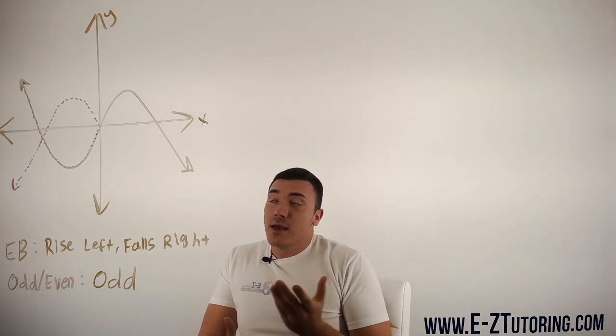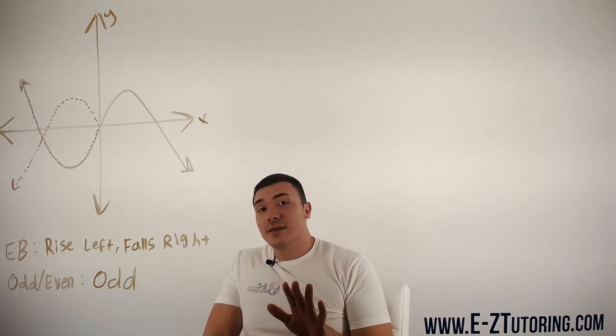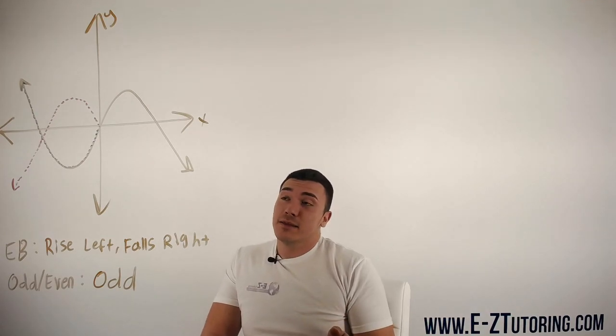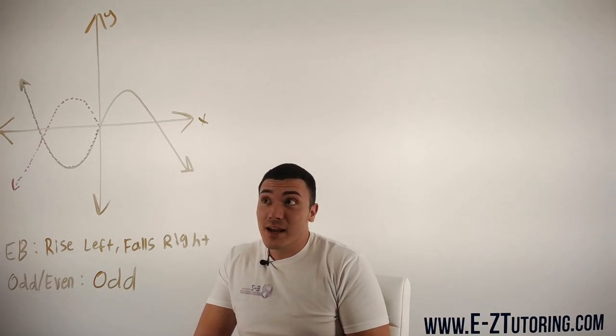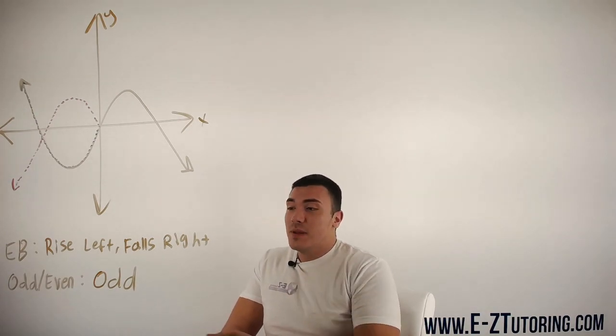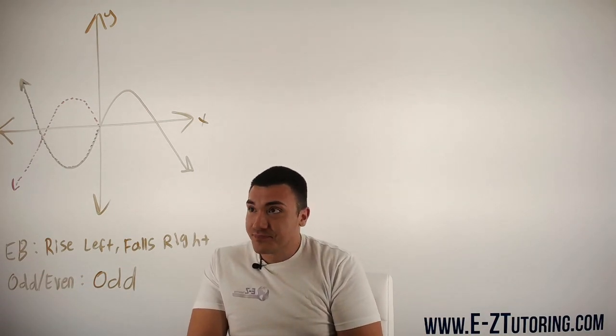Now in some cases you will do y-axis symmetry and y and x-axis symmetry, and you still won't get anything to match up. In that case, it would be neither odd nor even.